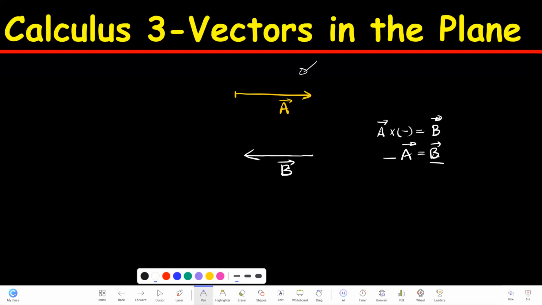Yes. Okay. Simple. If I want to make a vector C, and C equals half of A, I'm going to take this A and break it into two pieces. C equals pretty much like this.